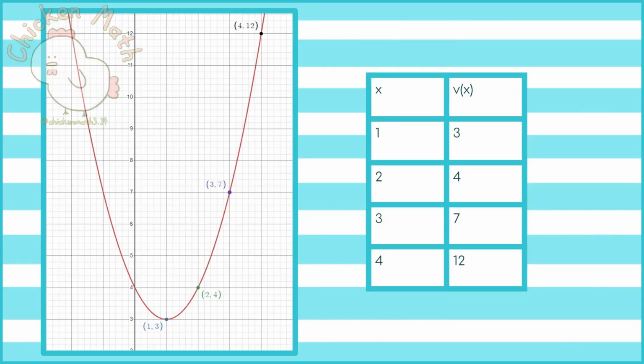All right, so this is the graph of v of x from the last slide. And as you can see, it's concave up. So the rate of change method does work. And this is like proof.